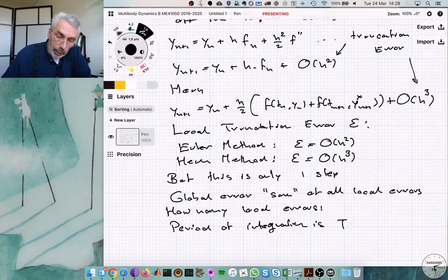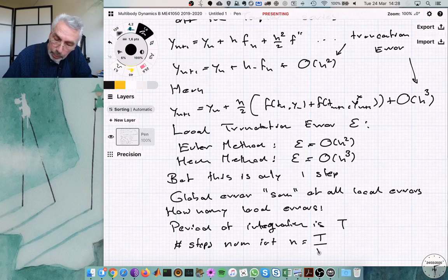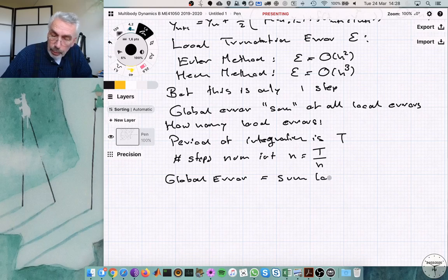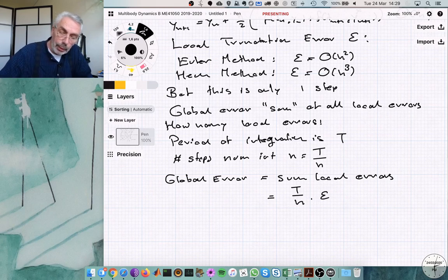Then how many steps do you make? So the number of steps in the numerical integration is, of course, n equals t divided by the step size, right? And of course, this number of steps is the number of errors you make. So we say that the global error you make is then the sum of all these local errors. And for our case, this sum comes down to t over h times these epsilons. And you see that the order will drop down one.